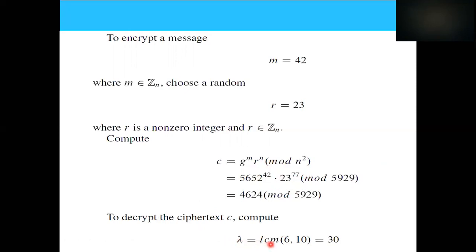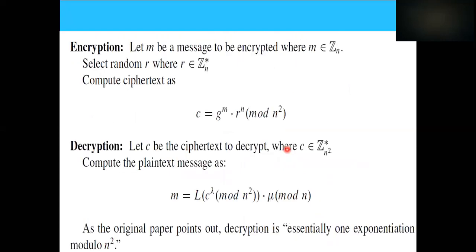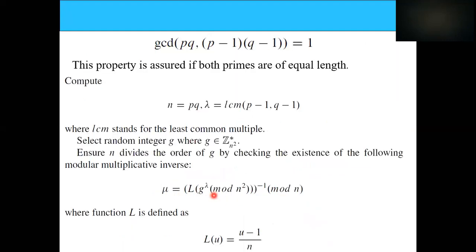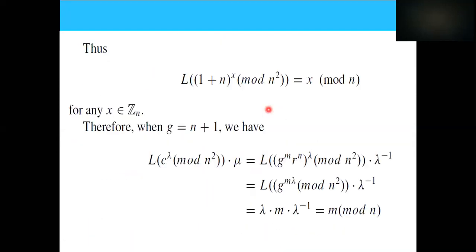Lambda is the LCM of 6 and 10. If you go back, lambda is this one, the LCM of p minus 1 and q minus 1. So you have to calculate it like that.